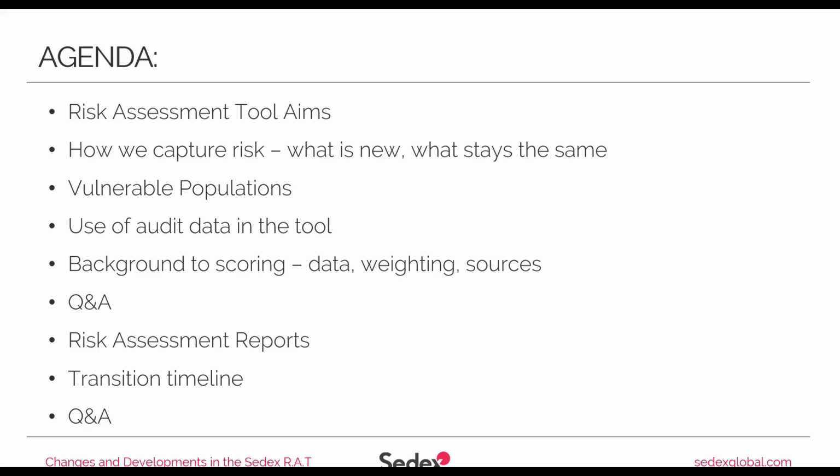Then we're going to be looking at some of the new characteristics or functionalities of the tool in terms of how it can highlight vulnerable populations in your businesses and supply chains, and how the tool uses audit data. And then we'll be going into some of the methodology and background to the scoring. So how are we using data? How do we create some of the scores and what sources of information are we using?